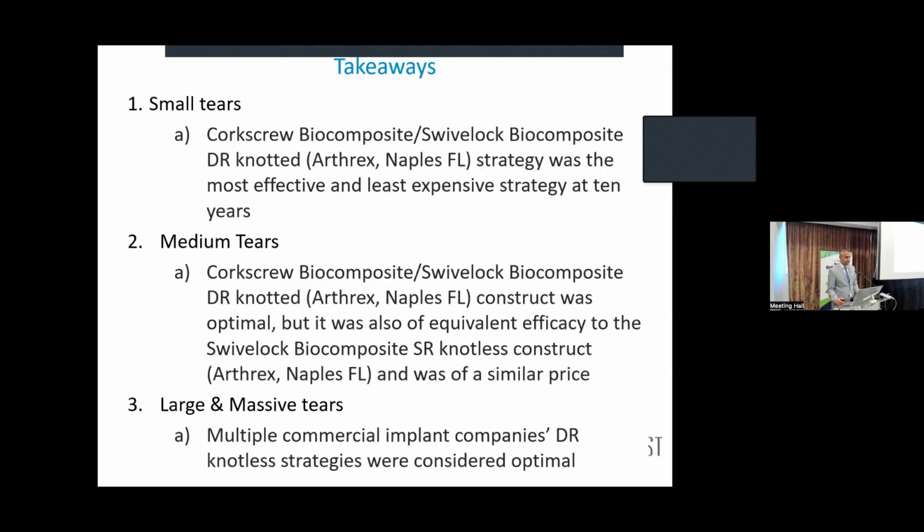So some of the takeaways: in small tears, the Corkscrew biocomposite with SwiveLock biocomposite double row knotted Arthrex strategy was the most cost effective and least expensive strategy at 10 years. For medium tears, the Corkscrew biocomposite with SwiveLock biocomposite double row knotted, meaning tied, construct was optimal, but it was also equivalent in efficacy to the SwiveLock biocomposite single row knotless and was of similar price. In the large and massive tears, there were multiple commercial implant companies where double row knotless strategies were considered optimal.